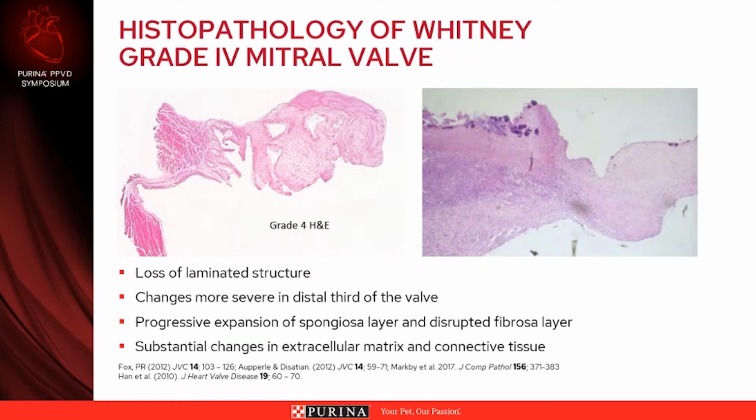And our fibrosa layer becomes disrupted. So instead of our nice mature collagen, we have more fibrillar, less cross-linked collagen, and it becomes much more difficult to tell the difference between our spongiosa layer and our fibrosa layer.